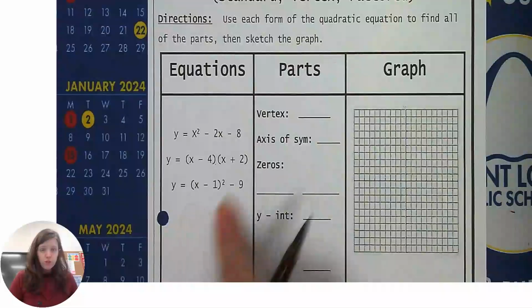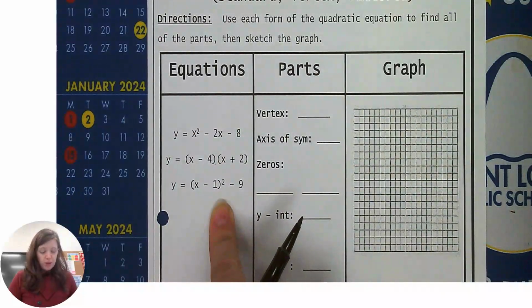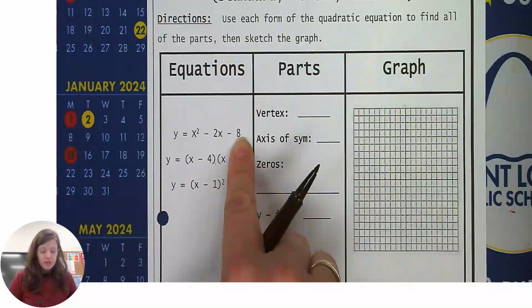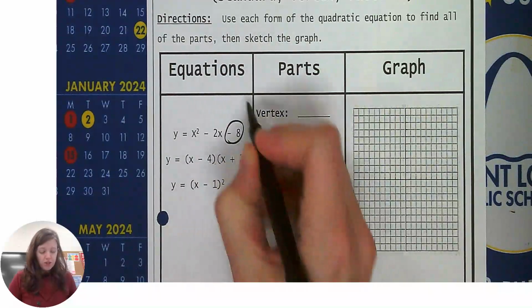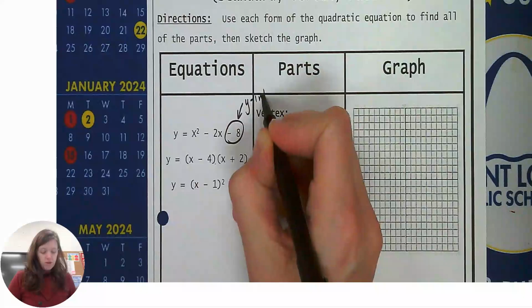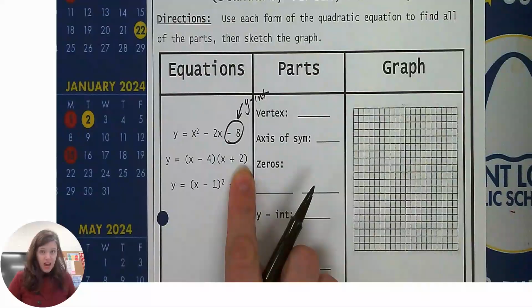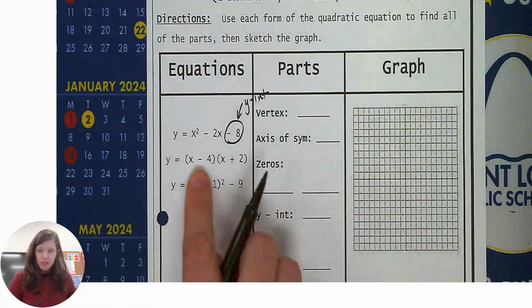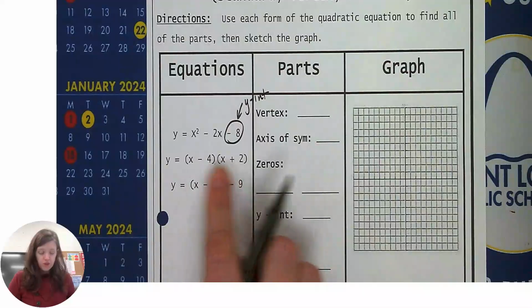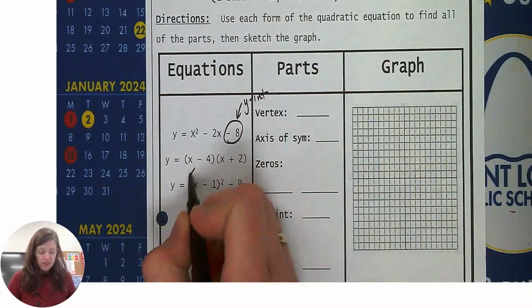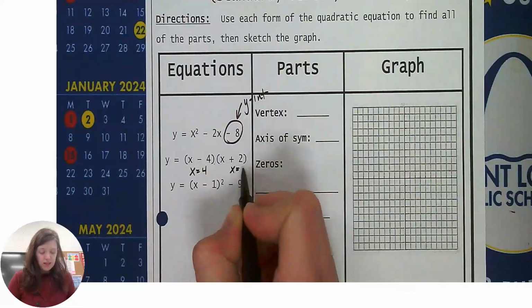So I gave you all 3 forms here. Remember, this is standard form. In standard form, I can see the y-intercept. This is factored form. In factored form, I can see the x-intercepts. They're going to be the opposite of what you see in here because you have to solve them each for 0. So my x is going to be at 4 and my x is going to be at negative 2.